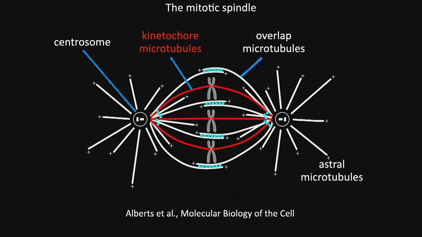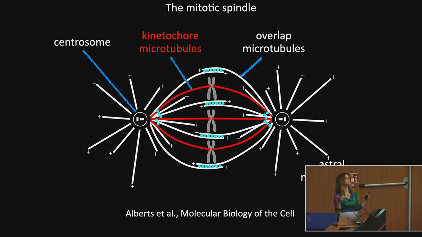So here is now a brief introduction into the spindle. What you need to know about the spindle for this talk is that the spindle is made of microtubules. We have two centrosomes. One is here, one is here. I will also call them spindle poles. The spindle pole is the region around the centrosome. And then there are different classes of microtubules. They are all made of tubulin, but these different classes mean that they have different function and location inside the spindle. And two of them will be important today.